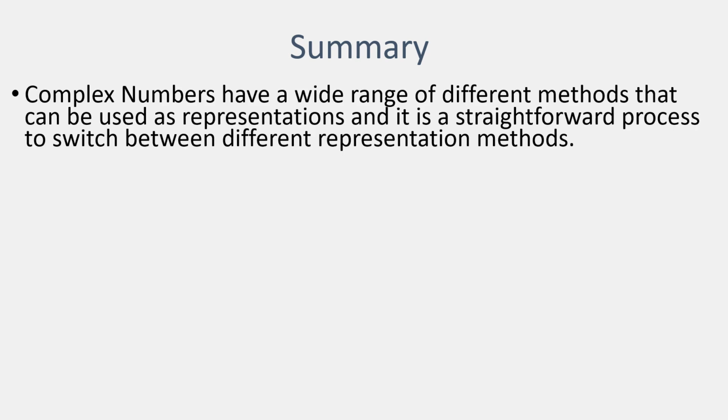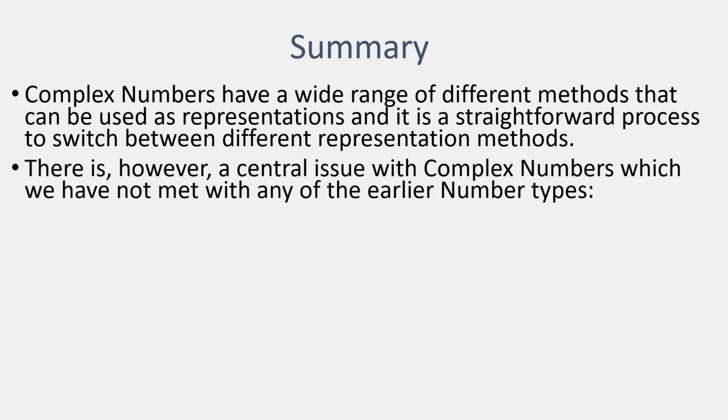So let me just summarize what we've seen. Complex numbers, we have a wide variety of different methods that can be used to represent a given complex number. We can change between different representation methods in a fairly straightforward manner, though. There is an issue with complex numbers which I haven't discussed yet and which we haven't seen with any of the earlier number types. And that's the fact that we cannot order the complex numbers.